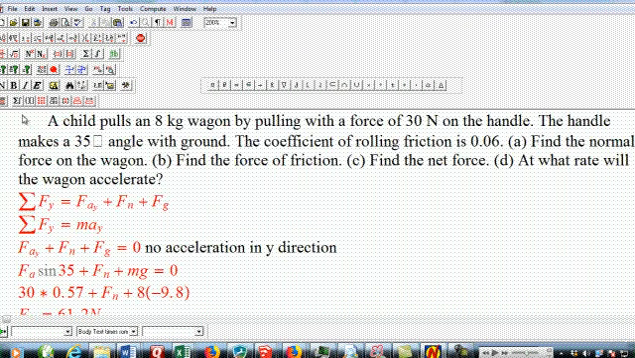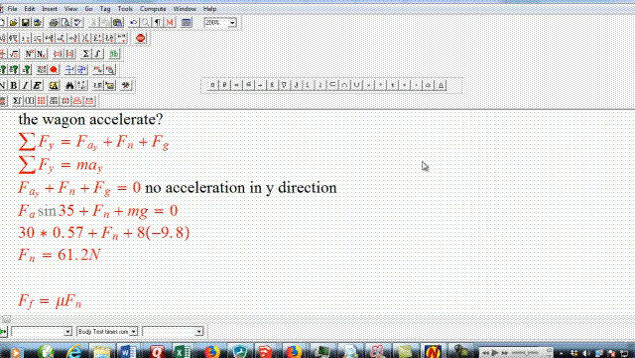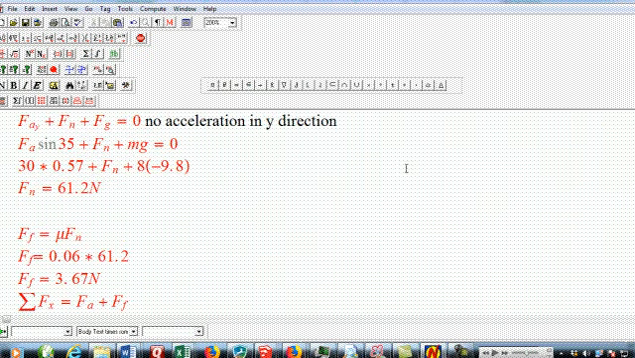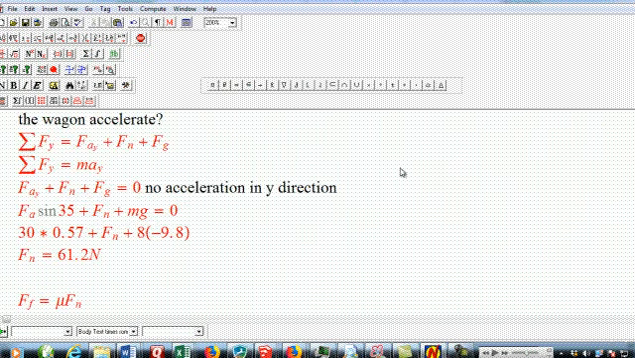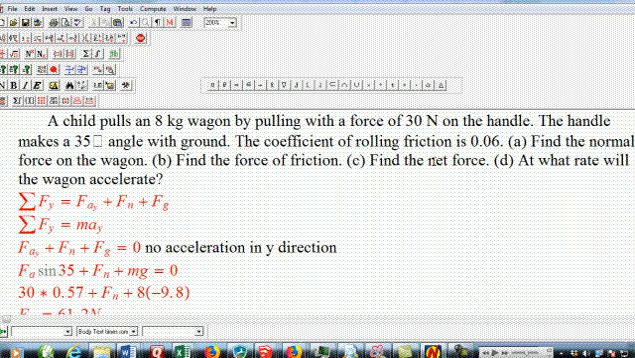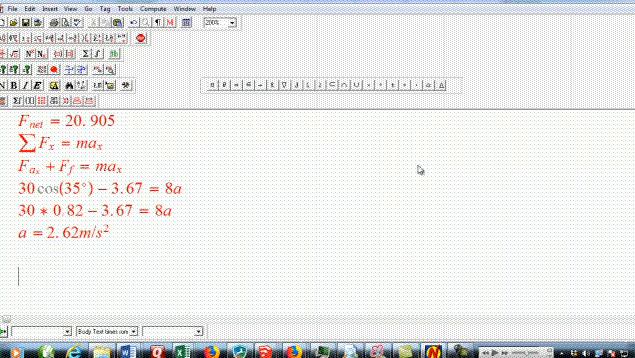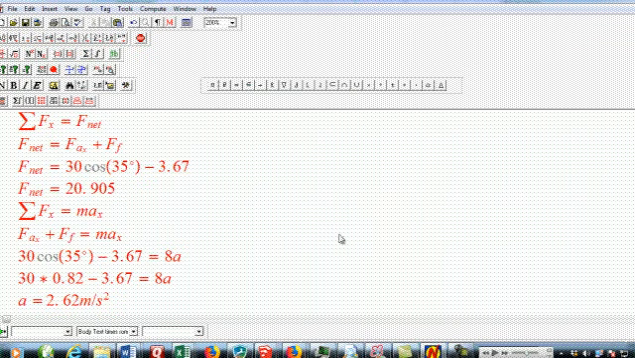So now you can see the whole problem. You found the coefficient. You found the normal force. You found the force of friction. You found the net force, at which rate will the wagon accelerate? Notice it's positive, so it should be accelerating to the right. Cool. Done.